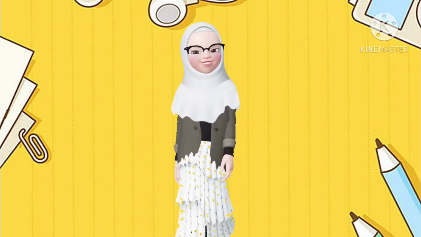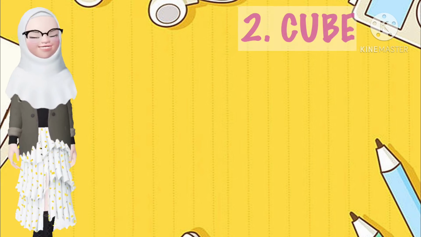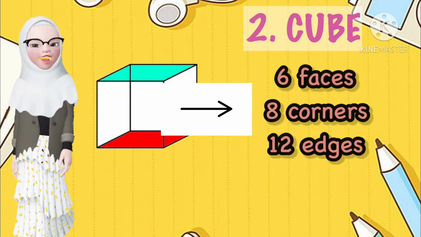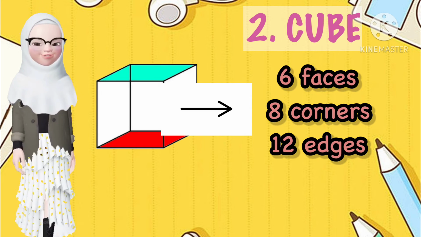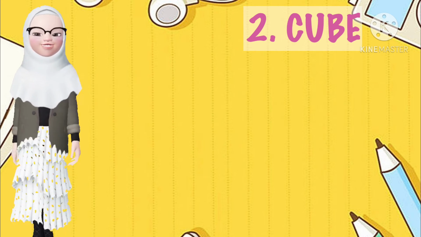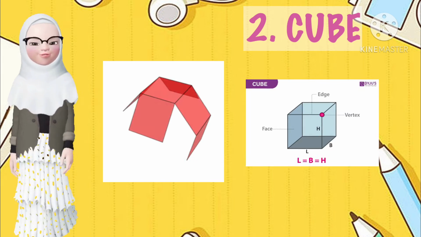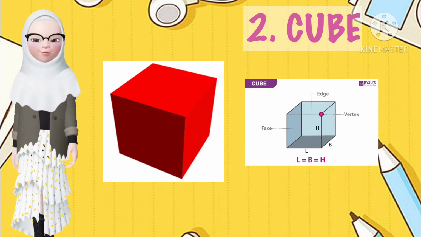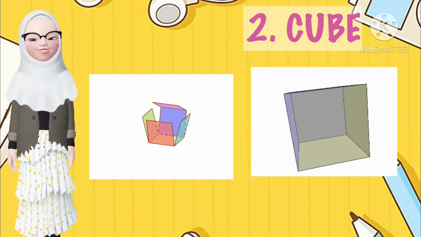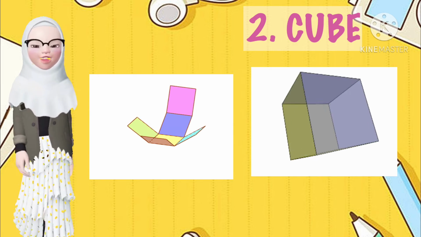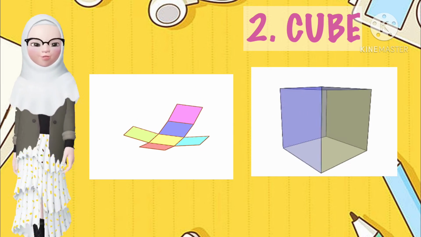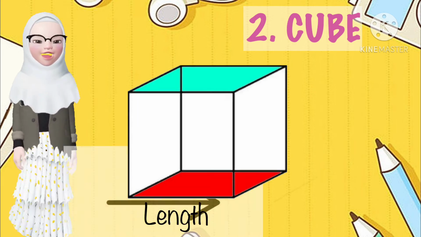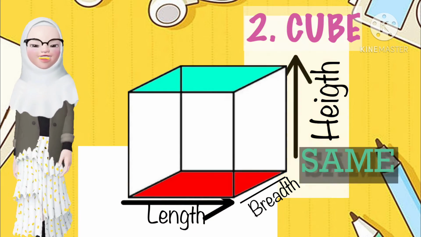The second shape of three-dimensional is the cube. A cube has 6 faces, 8 corners, and 12 edges. A cube is one of the simplest shapes in three-dimensional space. Sometimes, the cube shape is called cubic. We can also say that a cube is considered a block, where the length, breadth, and height are equal.